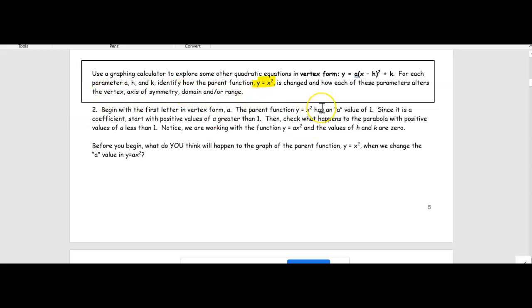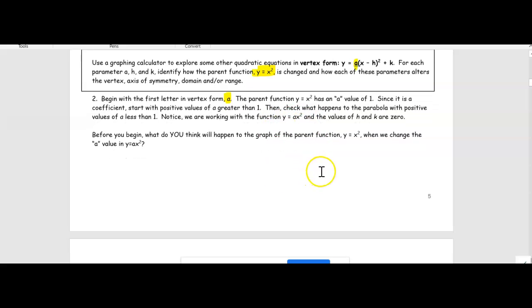So the first thing we're going to start with is the letter A. So if we look up here, notice where the A is at. The A is the number that's going to be in front of your x squared. All right. So that's our coefficient. Since it is a coefficient, start with positive values that are greater than 1. Then check what happens to the parabola with positive values less than 1. All right. Notice we're dealing with this function. All right. So jump down to here.